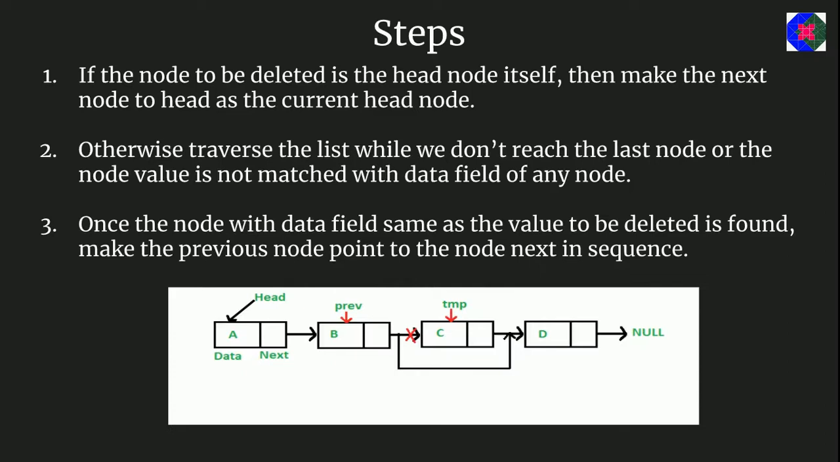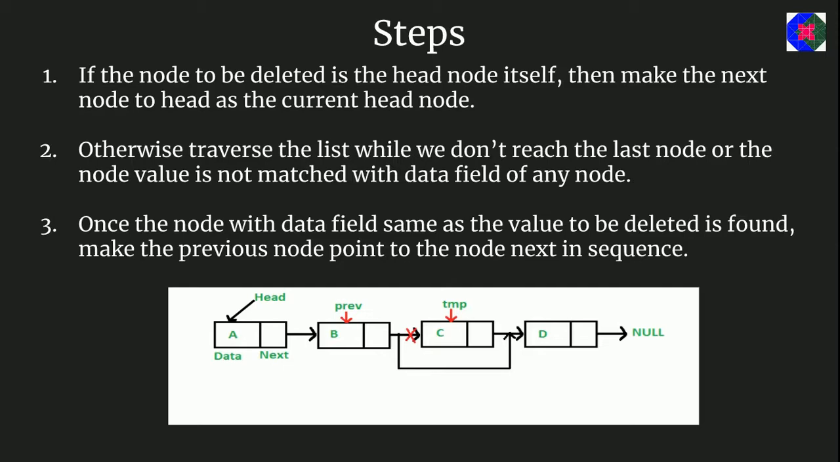In order to delete a node from linked list, we have to follow certain steps. So first, we have to consider some cases. If the node we want to delete happens to be the head node of the linked list, then the task is very simple. We have to make the node next to the current head node as the head node of the linked list. And then we just have to free the allocated memory for the previously head node. And then we'll be done with the deleting of the head node.